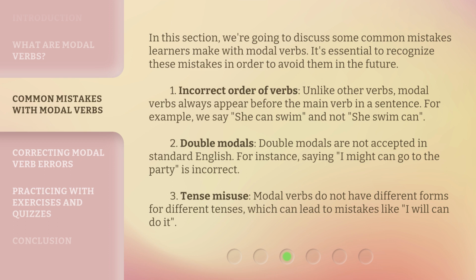2. Double modals. Double modals are not accepted in standard English. For instance, saying, I might can go to the party, is incorrect. 3. Tense misuse. Modal verbs do not have different forms for different tenses, which can lead to mistakes like, I will can do it.